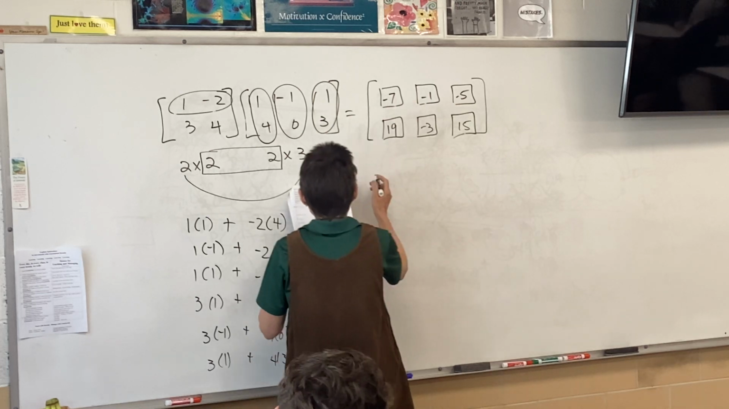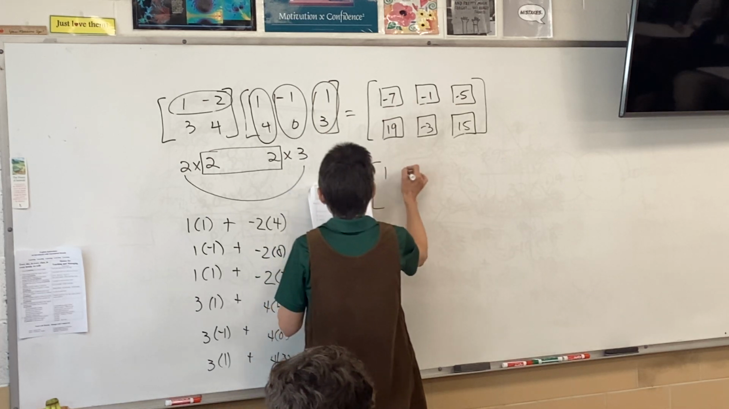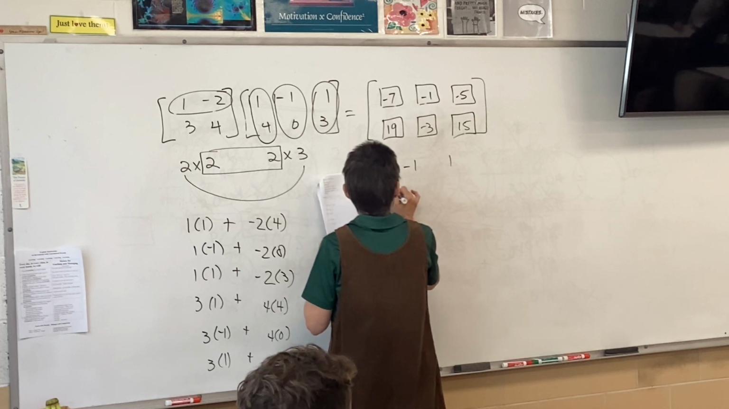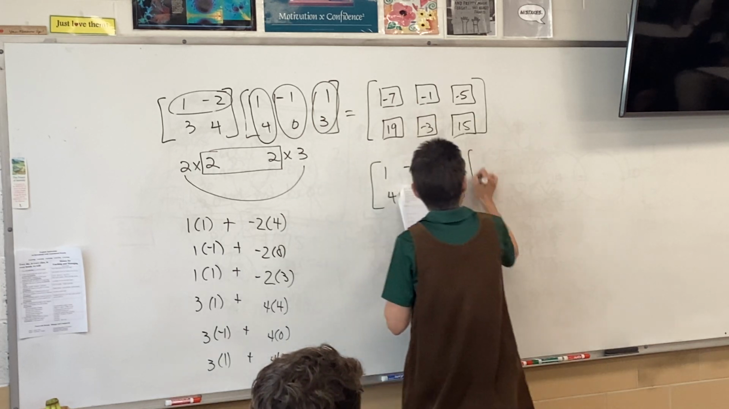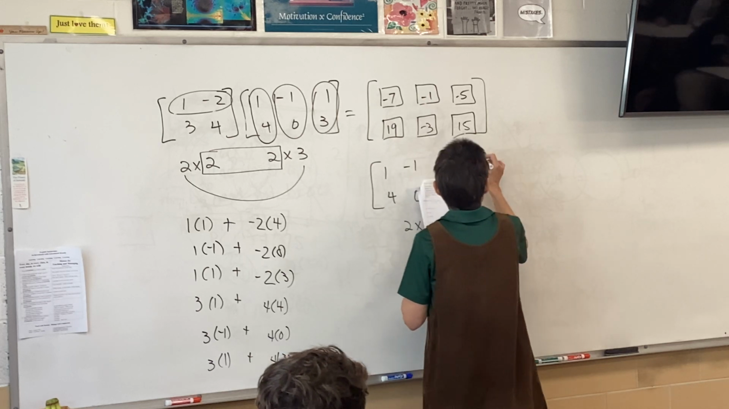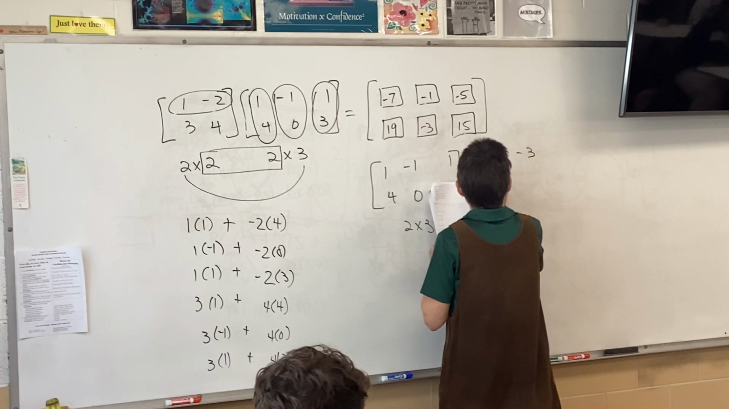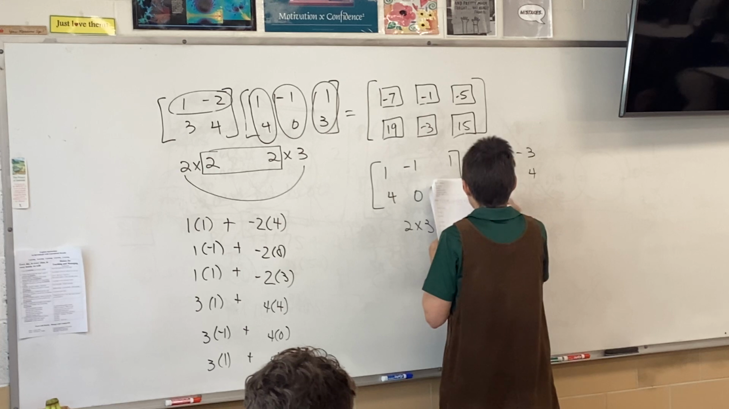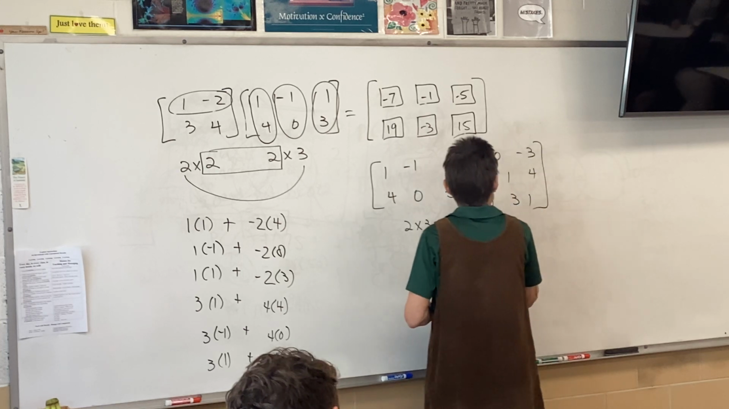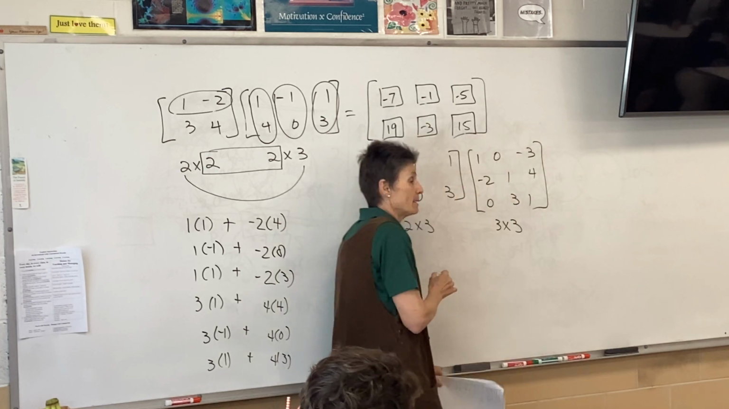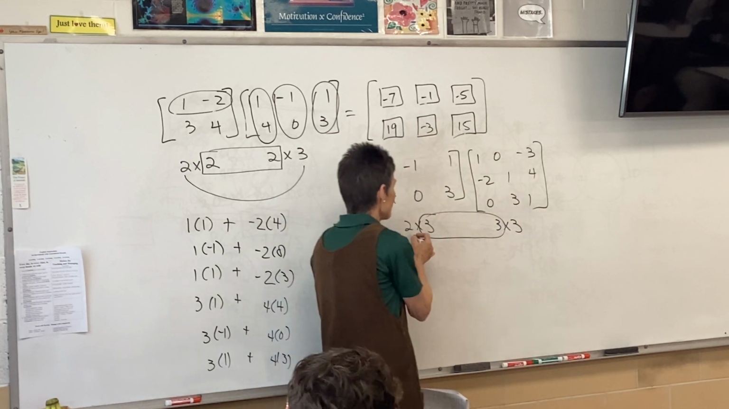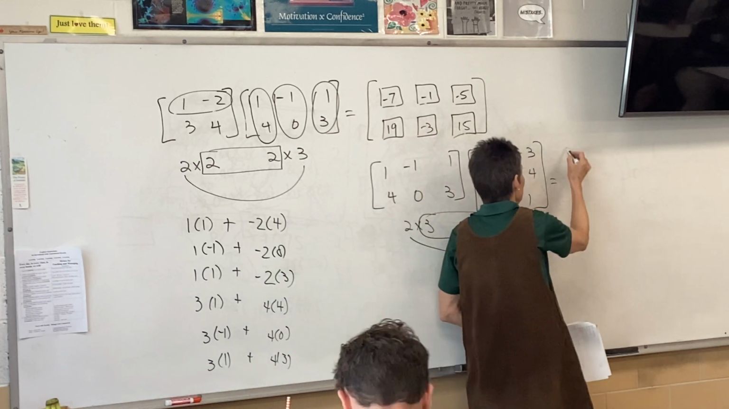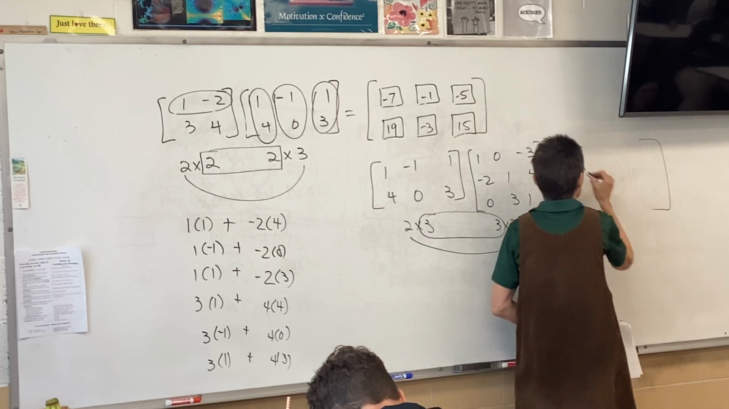All right, B times C. What are the dimensions of B? 2 by 3. What are the dimensions of C? 3 by 3. Can these be multiplied? Yep, and the answer will be another 2 by 3.